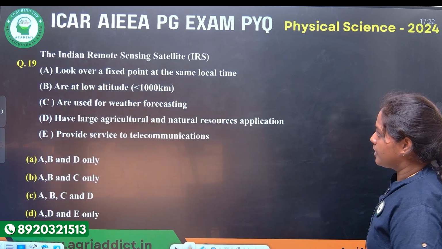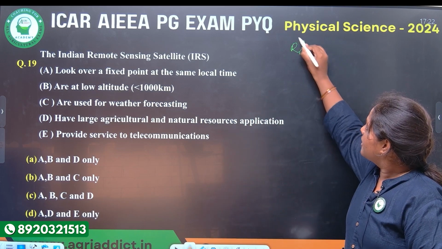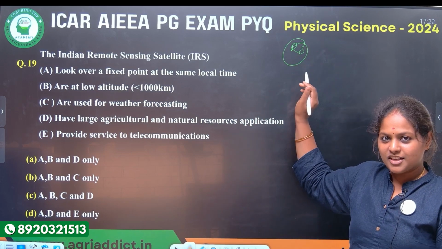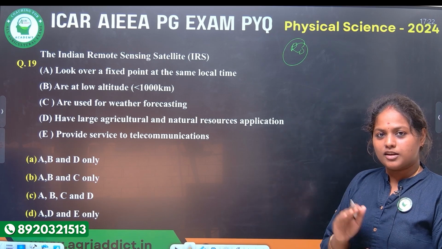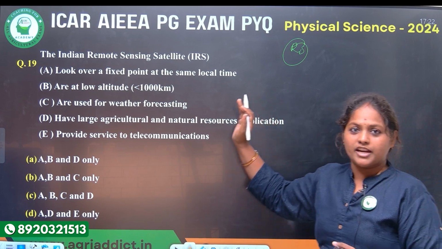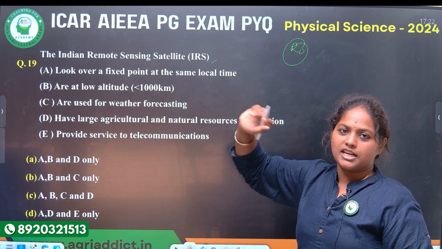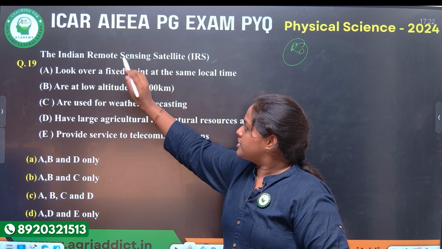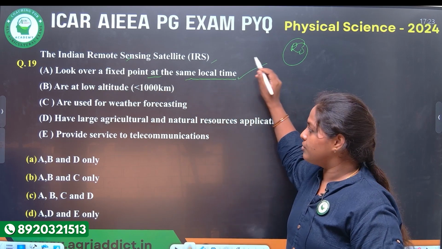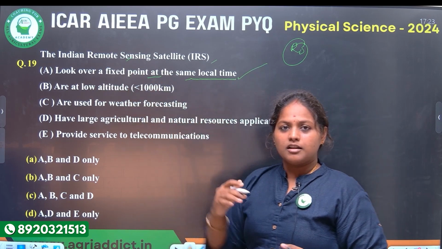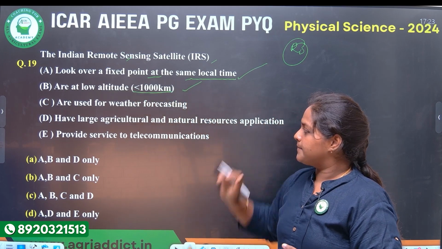Okay. Then question number 19, the question related to remote sensing, the concept for which standard textbooks are not available. And yes, this is a general topic, but you should be able to answer, because again it will make a difference for your rank. The question is related to the Indian remote sensing satellite system. What are the features of it? It looks over a fixed point at the same local time. This is true. Then it operates at low altitude or high altitude? Low altitude, that is less than 1000 km.